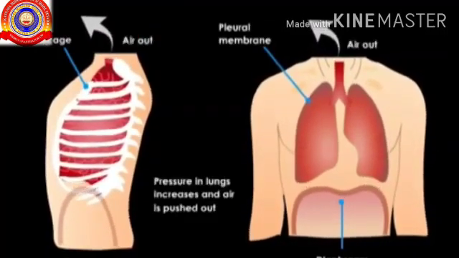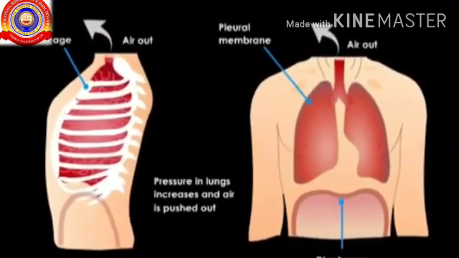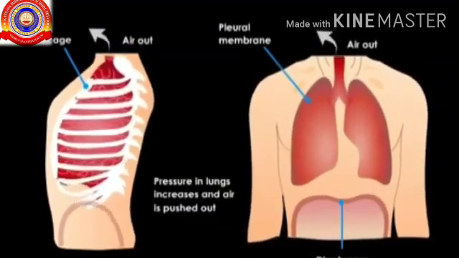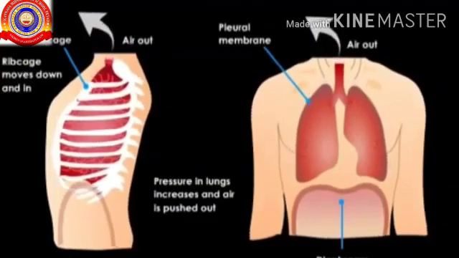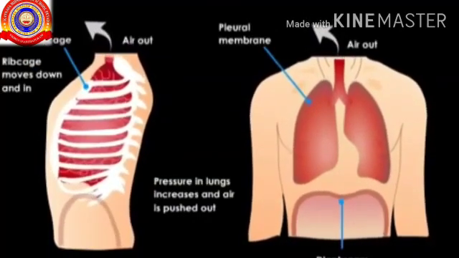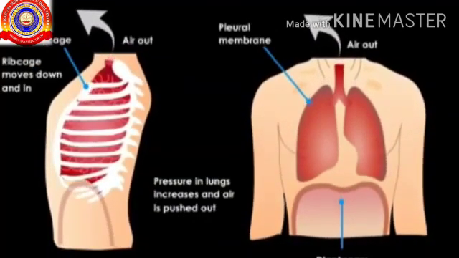During expiration, the ribs lower due to the relaxation of intercostal muscles. Diaphragm relaxes. The volume of the thoracic cavity decreases. The pressure in the thoracic cavity becomes greater than that of the atmospheric pressure. As a result, the air is expelled out.